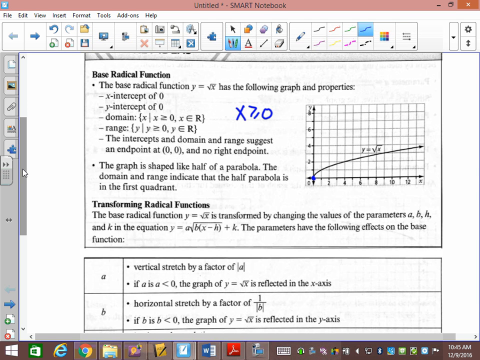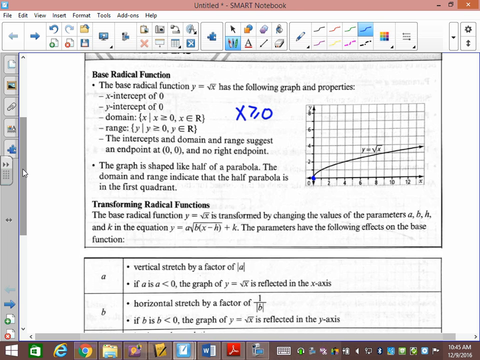Now, what you have to realize is sometimes if we have a reflection in the x-axis, our range is going to be y is less than that value, correct? Because it's going to pop the whole graph below. If we have a reflection in the y-axis, our domain is going to be x is less than whatever that value is, not greater anymore, right? So our reflections change these values.